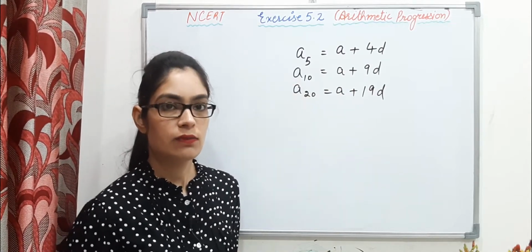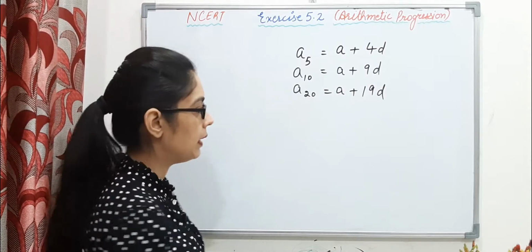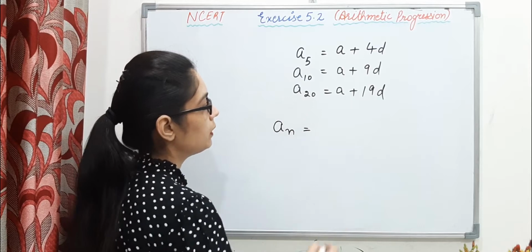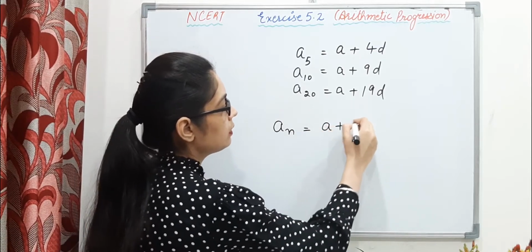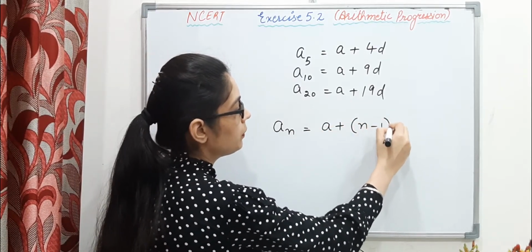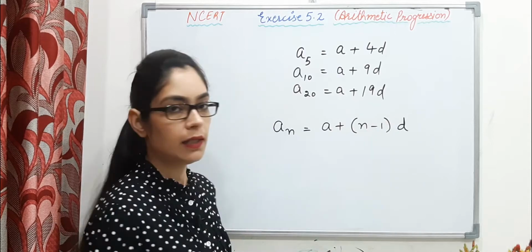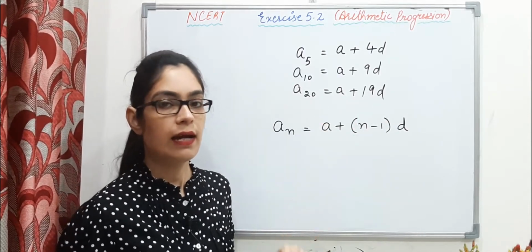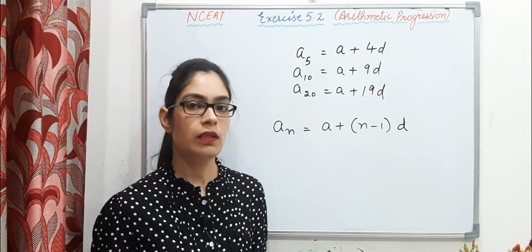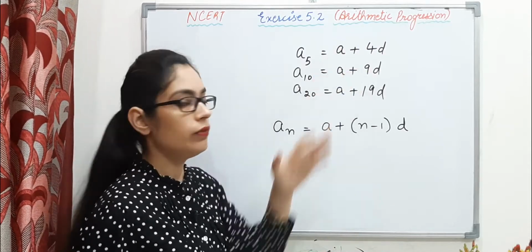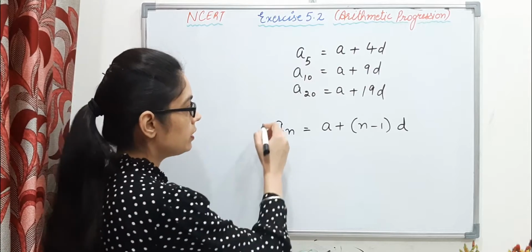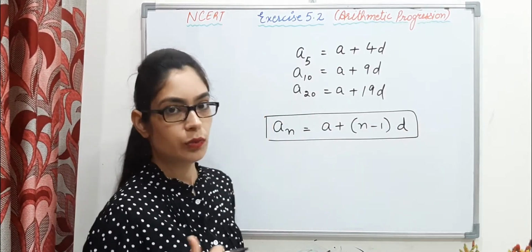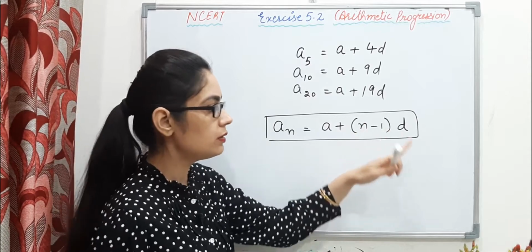Now in this exercise we will only use one formula. That formula is AN is equals to A plus (N minus 1) into D. The formula is same, but the only difference is that in the previous exercise we were using different formulas for different terms, but now one general expression has been given to us which is suitable for all.